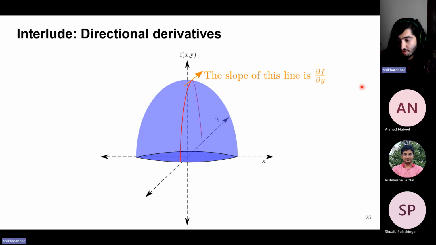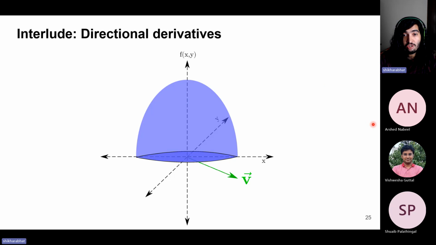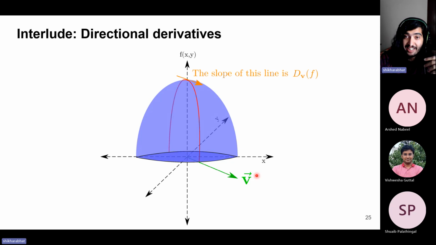But in two dimensions, we have more choice. There is nothing special about x and y. This is just some choice of basis. And I might want to know, how does f change along some arbitrary vector v? Is there an idea of what this is? That is, if I draw a tangent parallel to v and compute the slope of this tangent, what is this? This has a name. The name is called a directional derivative.